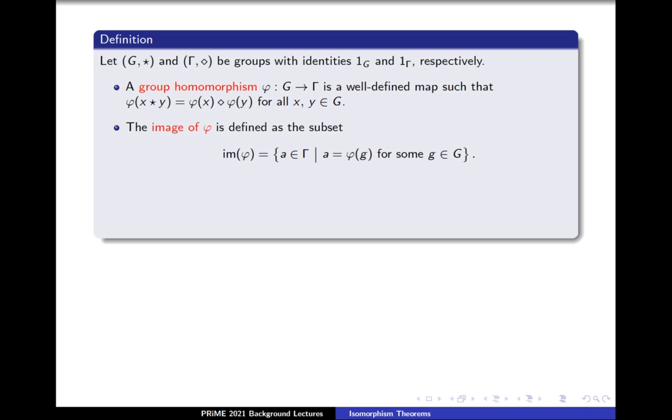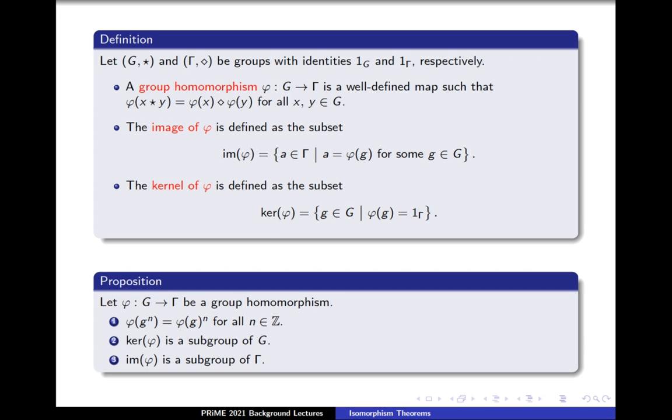We'll define the image of phi to be the subset of elements little a in gamma, such that little a is equal to phi of g for some little g in capital G. We'll define the kernel of phi as the subset of elements little g in capital G, such that phi of little g is equal to the identity element in gamma.